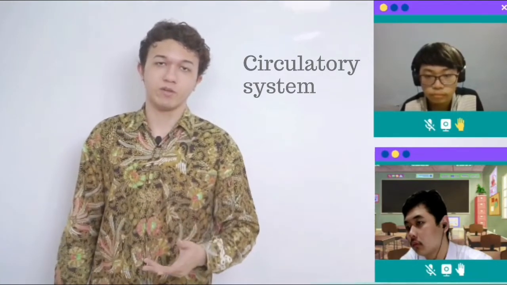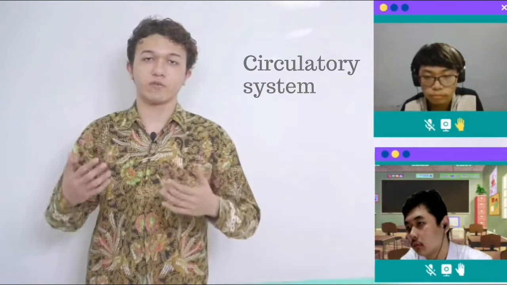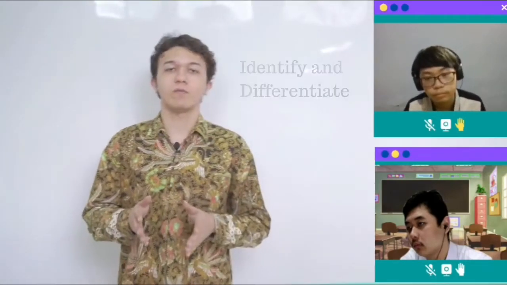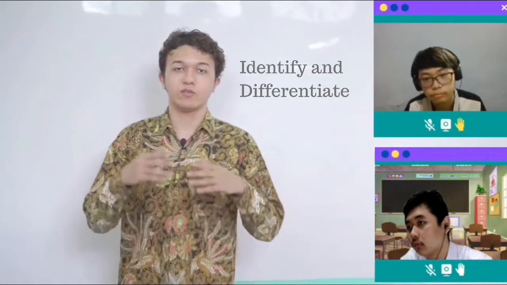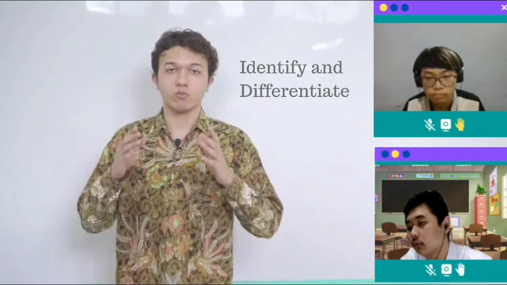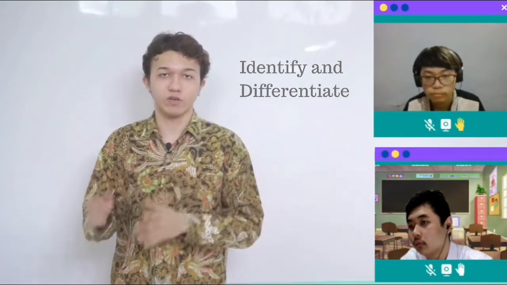Now, can either of you tell me what our circulatory system is? No? No one? Okay. Our circulatory system involves our heart, arteries, veins, capillaries, and blood. To put it short and simple before we explain it later on, the circulatory system is responsible for circulating blood all throughout our body. Now, what I really want to focus on today is to get you guys to be able to identify and differentiate what organ is in what system and what their functions are.